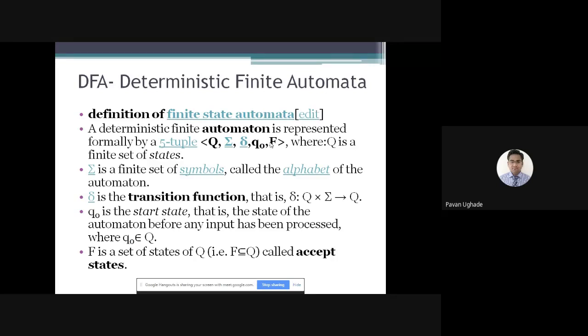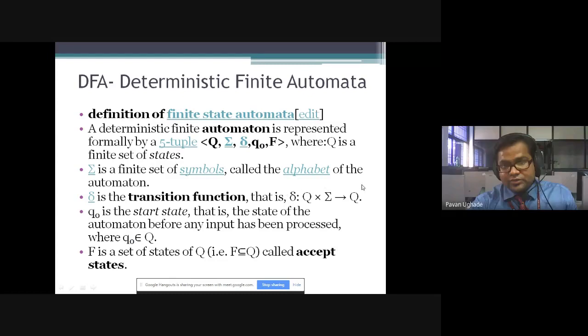This sigma is a set of symbols called the alphabet. This is a transition function, and now this is very important. This gives you the differentiation between deterministic finite automata and non-deterministic finite automata. This is a transition function. What it tells is that states over alphabet give rise to a new state.